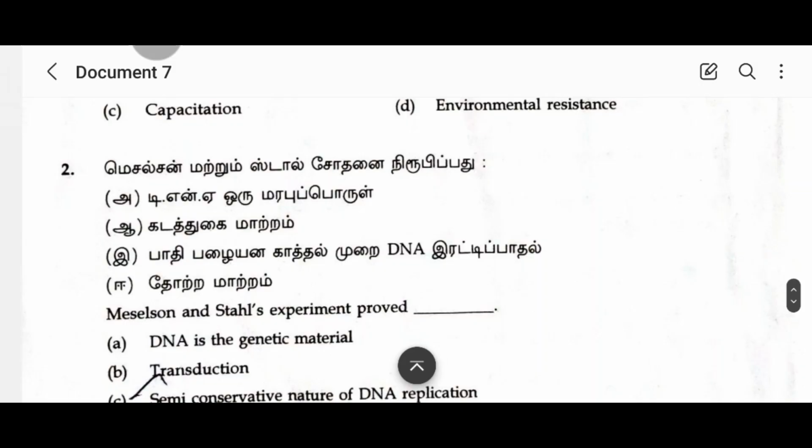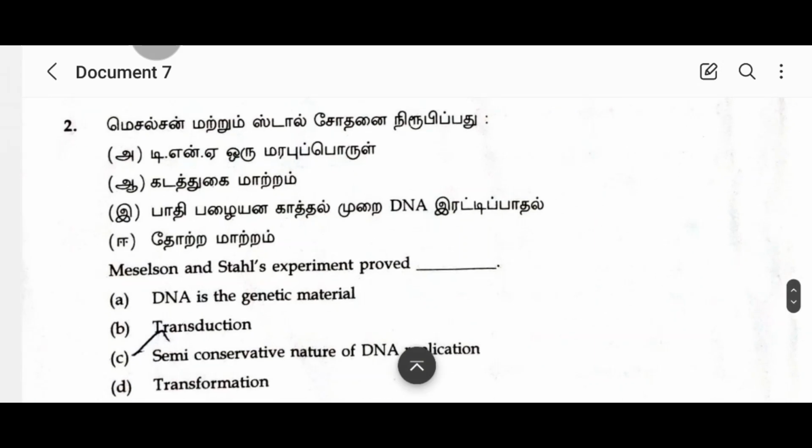And the second question, a very simple book back question from Molecular Genetics, chapter 5. Meselson and Stahl experiment proved the semi-conservative nature of DNA replication. The DNA replication process has three possible modes: semi-conservative, conservative and dispersive. The semi-conservative nature of DNA replication was explained by Meselson and Stahl.